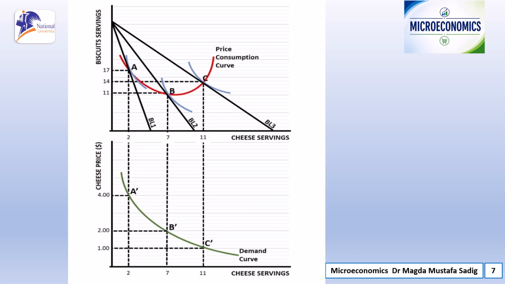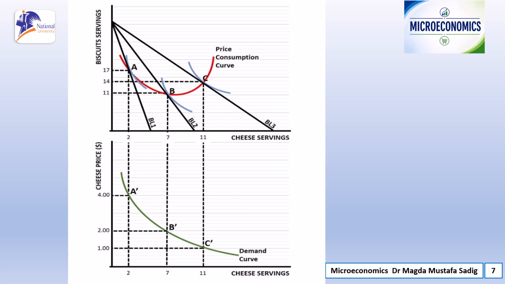In the top line, we have the price consumption curve, where we have budget line 1 and the blue indifference curve, and A is the tangent point. Then we have budget line 2, where the cheese prices get lower, so the quantity increases, so the budget line rotates to budget line 2. And we have another tangency between the indifference curve and the budget line at point P.